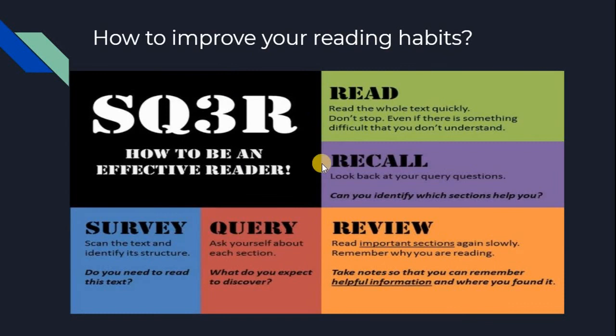Now, the 3 R's are read, recall and review. It comes in the order read, recall and review. That is, read. Read the whole text quickly. You should not stop. You need to read the whole text quickly. Even if there is something difficult that you don't understand, even if there is a word that you don't understand, you just need to read through it quickly. Because at times, if you read a particular word within a context, you will be able to make out the meaning of that particular word. So read the whole text quickly.